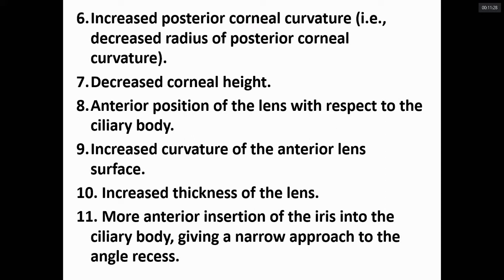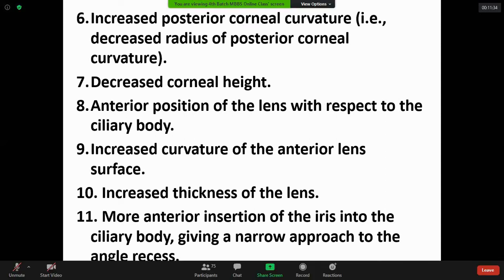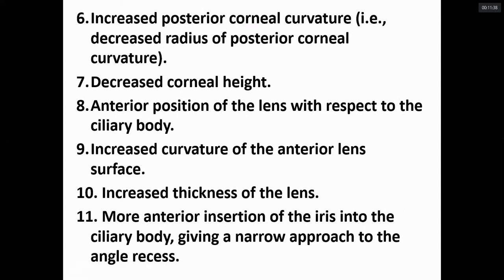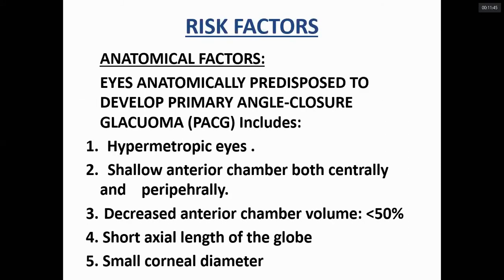When we see the eye, we cannot see all of these things. Some need measurement, but we suppose that there is an increased thickness of the lens, and this lens can be the culprit for primary angle closure glaucoma. And we see the shallow anterior chamber. So we do gonioscopy and do a peripheral iridectomy as a prophylactic treatment.